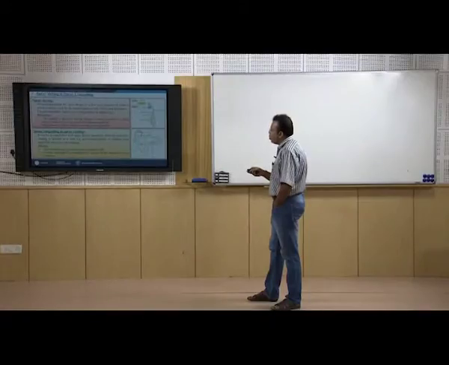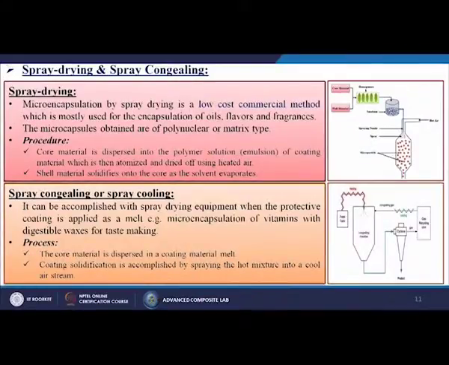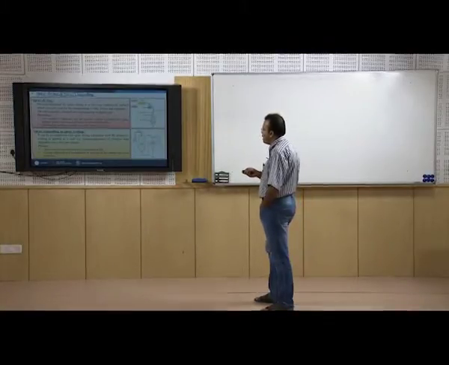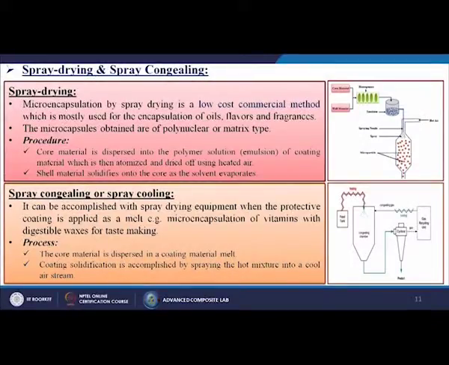Next one is called spray coagulation or maybe the spray cooling method. So, here it can be accomplished with spray drying equipment when the protective coating is applied as a melt, for example microencapsulation of vitamins with digestible waxes for taste masking. So, generally these all are the applications. What is the process? The core material is dispersed in a coating material melt. Coating solidification is accomplished by spraying the hot mixture into a cool air system.